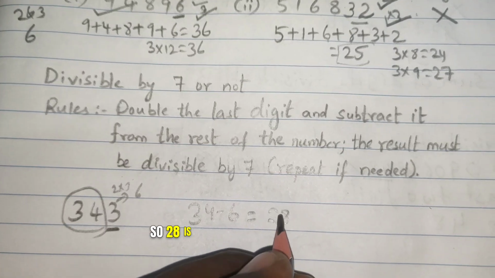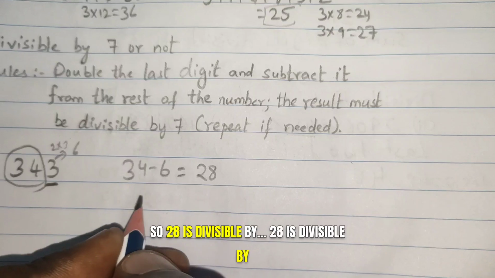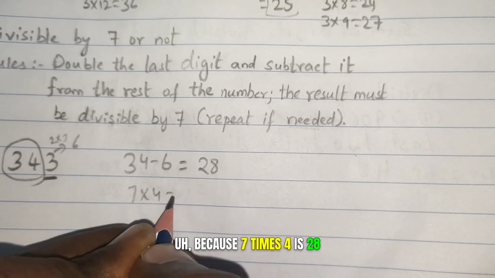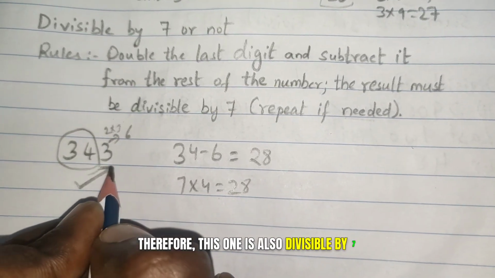So 28 is divisible by 7 because 7 times 4 is 28. Therefore this one is also divisible by 7.